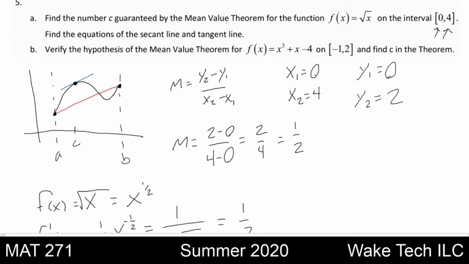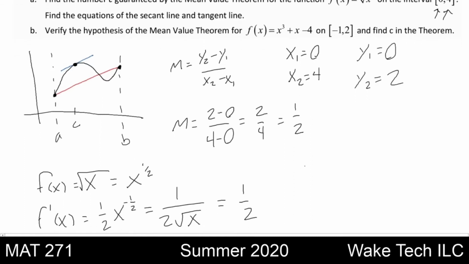It says find the number c guaranteed by the mean value theorem. This also asks, however, for us to find the equations of the secant and tangent line. The secant line is just a line connecting these 2 points, the red line there. Thus, we can use the point slope form in order to find it. And this is point slope form right here. We'll be using this for both the secant and tangent line. The m is the slope of the line, which we know for both of them is 1/2. They should be the same slope.